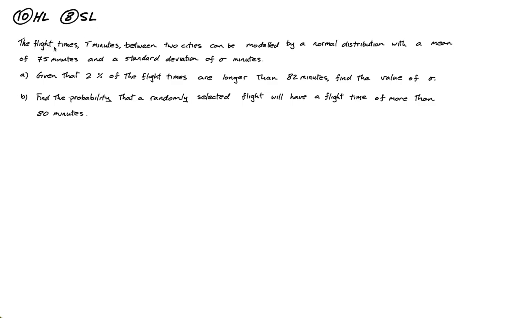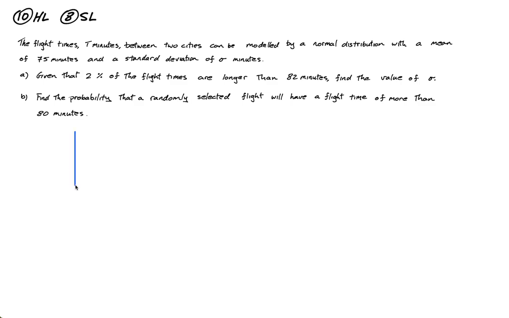So it says the flight times, t minutes, between two cities can be modeled by a normal distribution with a mean of 75 and a standard deviation of sigma. Given that 2% of the flights are longer than 82 minutes, find the value of sigma. This is what I would consider a standard find-sigma question in a normal distribution. So let's do just that.